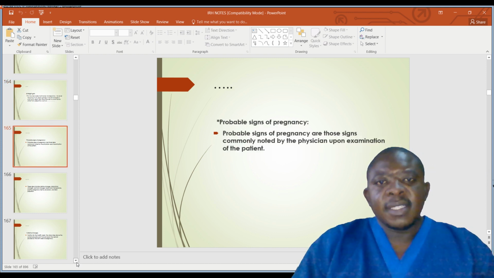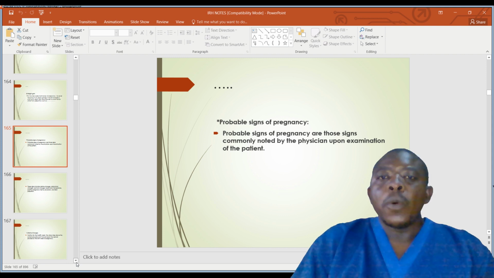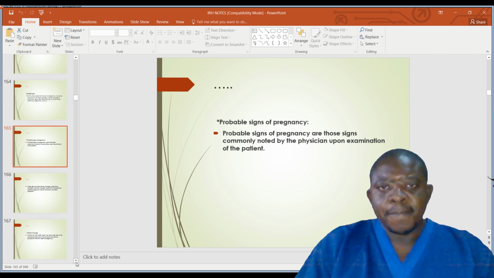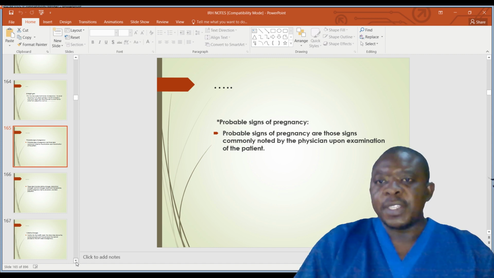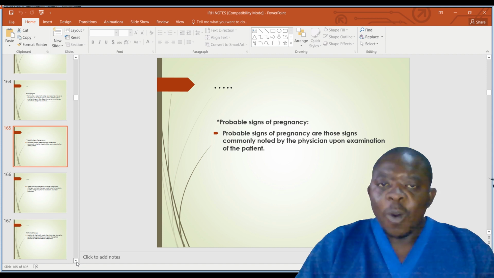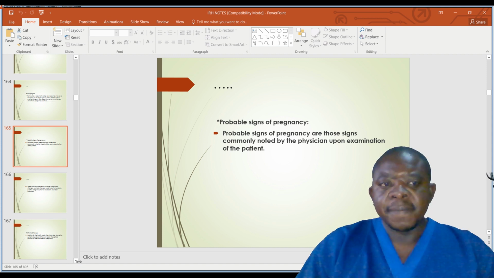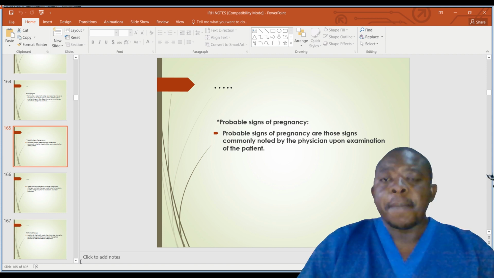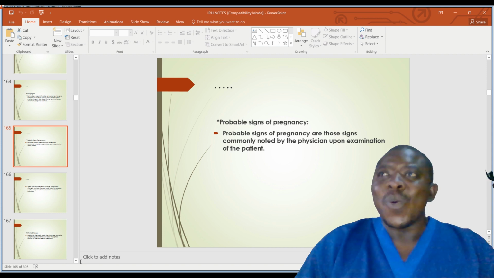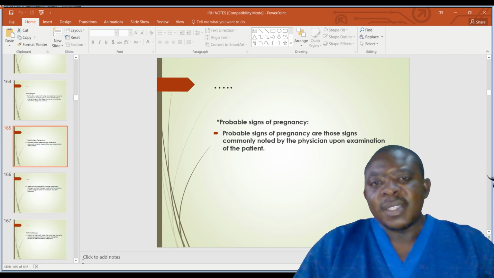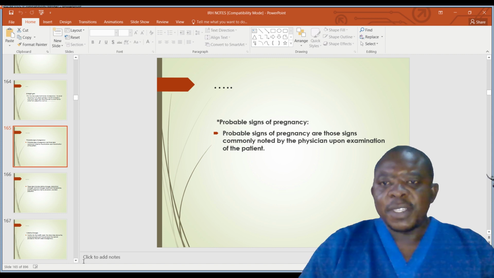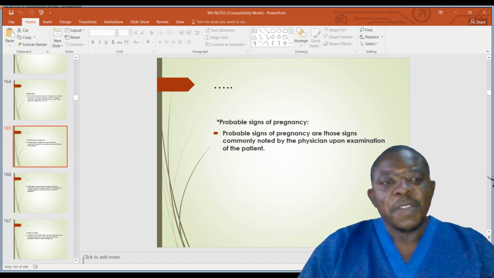With that discussed, let us now look at probable signs of pregnancy. Probable signs of pregnancy are those signs commonly noted by the physician upon examination of the client or patient. So they are probable. So probable have more of a scientific backing or reasoning. They require more of objectivity in order to diagnose a pregnancy. So that's why you're saying those are signs commonly noted by the physician upon examination of the patient.